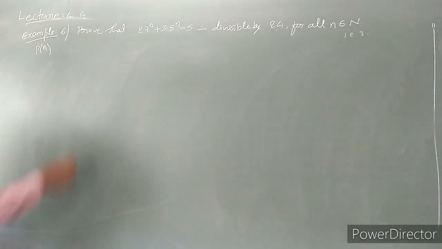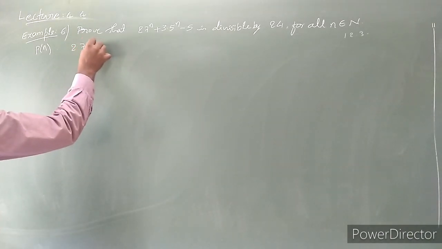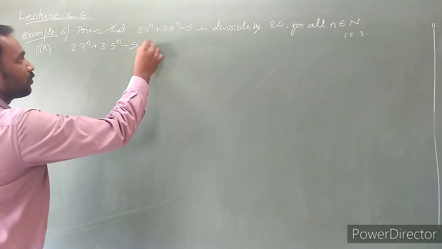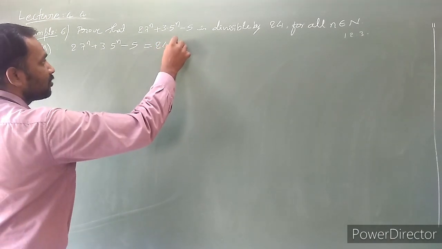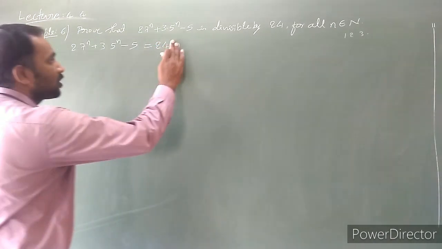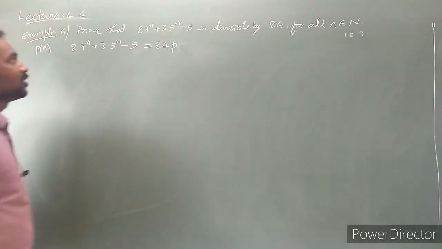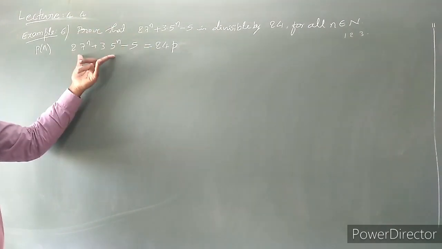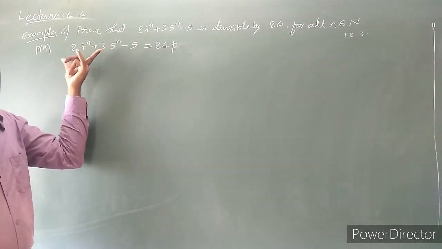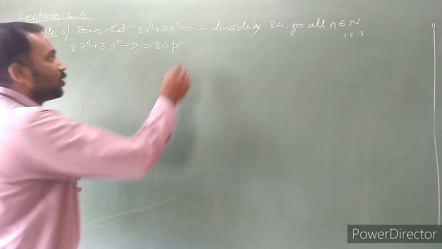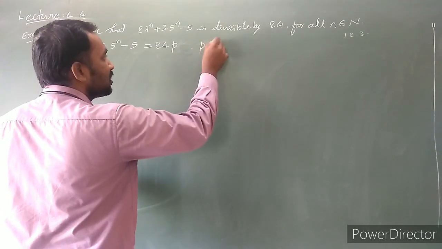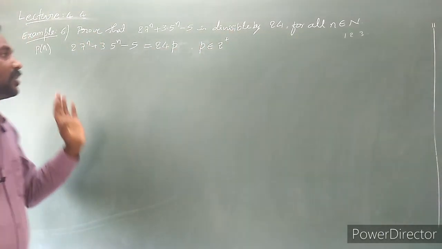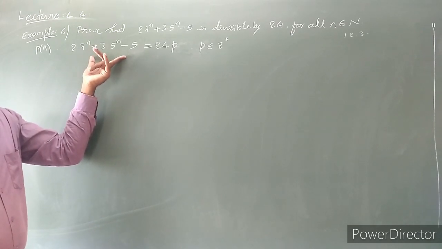What is P of n? The expression 2 into 7 power n plus 3 into 5 power n minus 5 is divisible by 24. Divisible by 24 is nothing but we can write it as 24 times some p. What is p? P is a multiple, 24 times how much, this much, that's why I just wrote p. P is a particular positive integer. Now, have you got the mathematical statement?